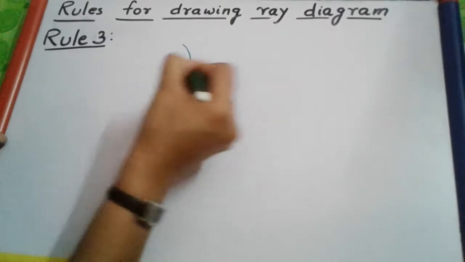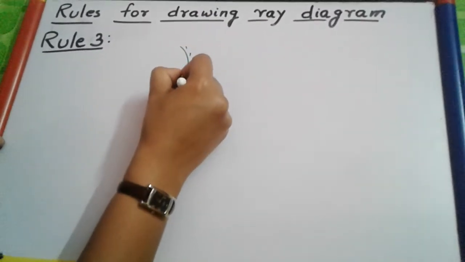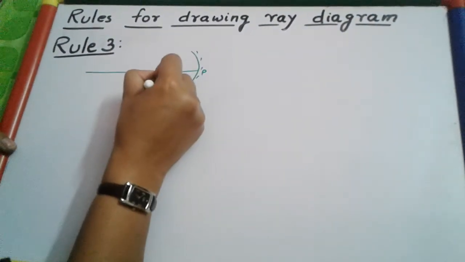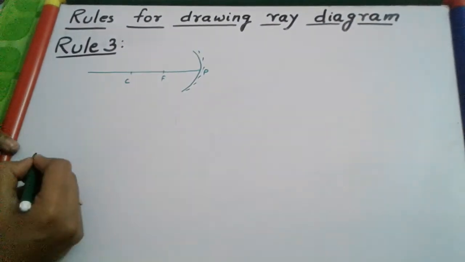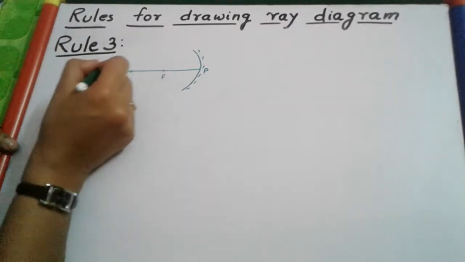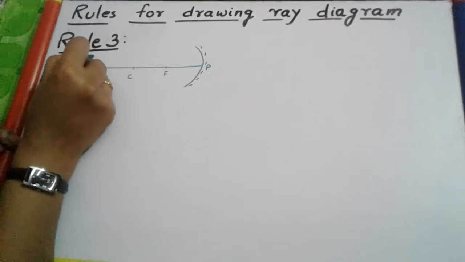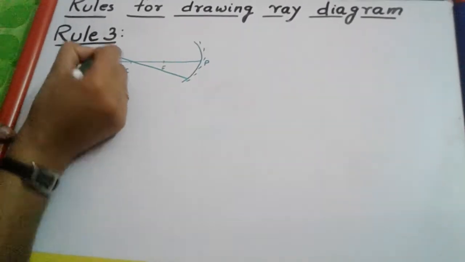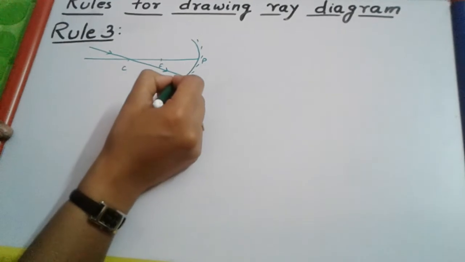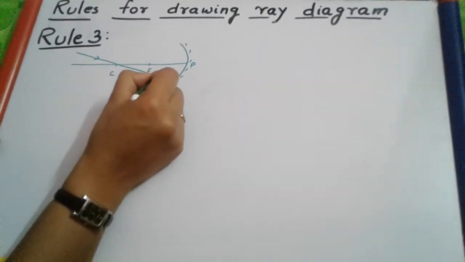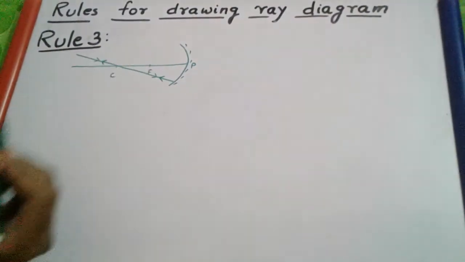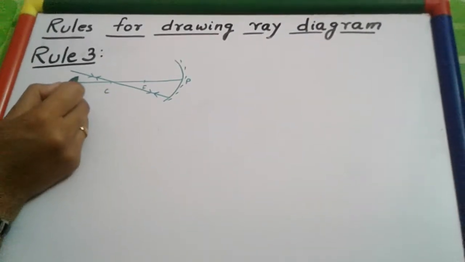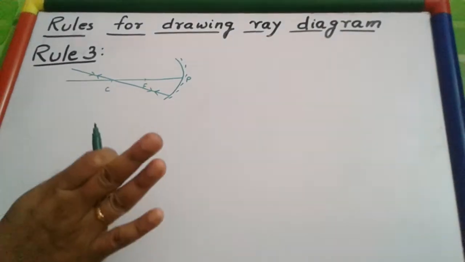So this is rule 3 for a concave mirror. This is the pole, focus, center of curvature. Now if the incident ray is coming and passing through the center of curvature like this, this is the incident ray, right? So after reflection from here, it is not going to go anywhere else. It is going to retrace its path. You can see the arrows are made in the opposite direction. That means this ray is going back along the same path.